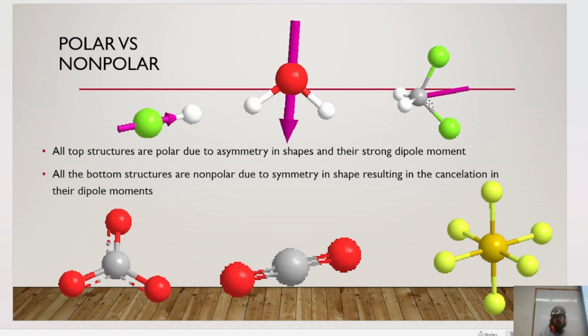SF6 on the bottom right, they all cancel out. These guys are highly symmetric. CO2, highly symmetric. So let me try to show some of these, and I want you to try to see these, and then I can pass them back for those in class.